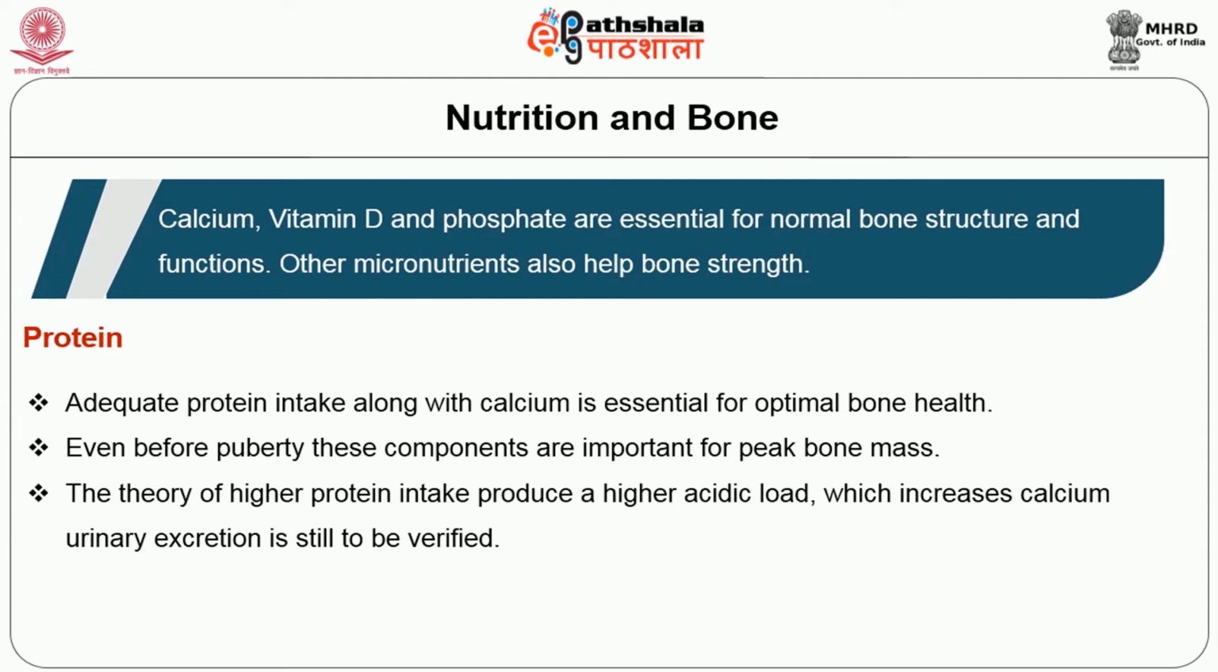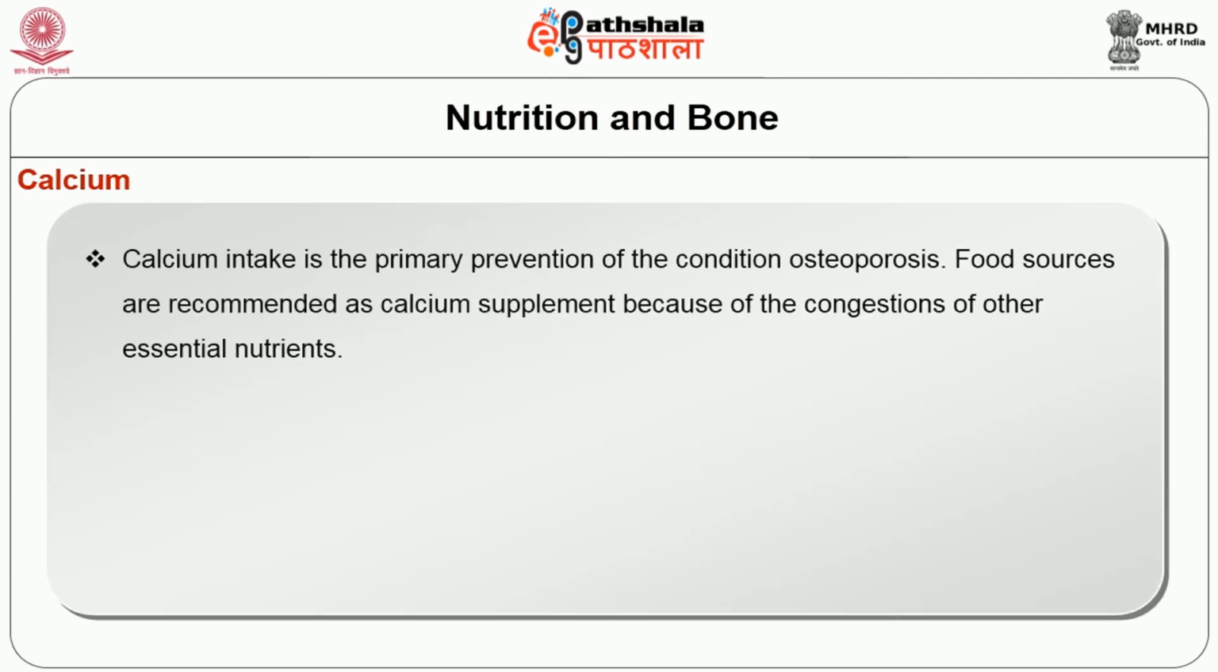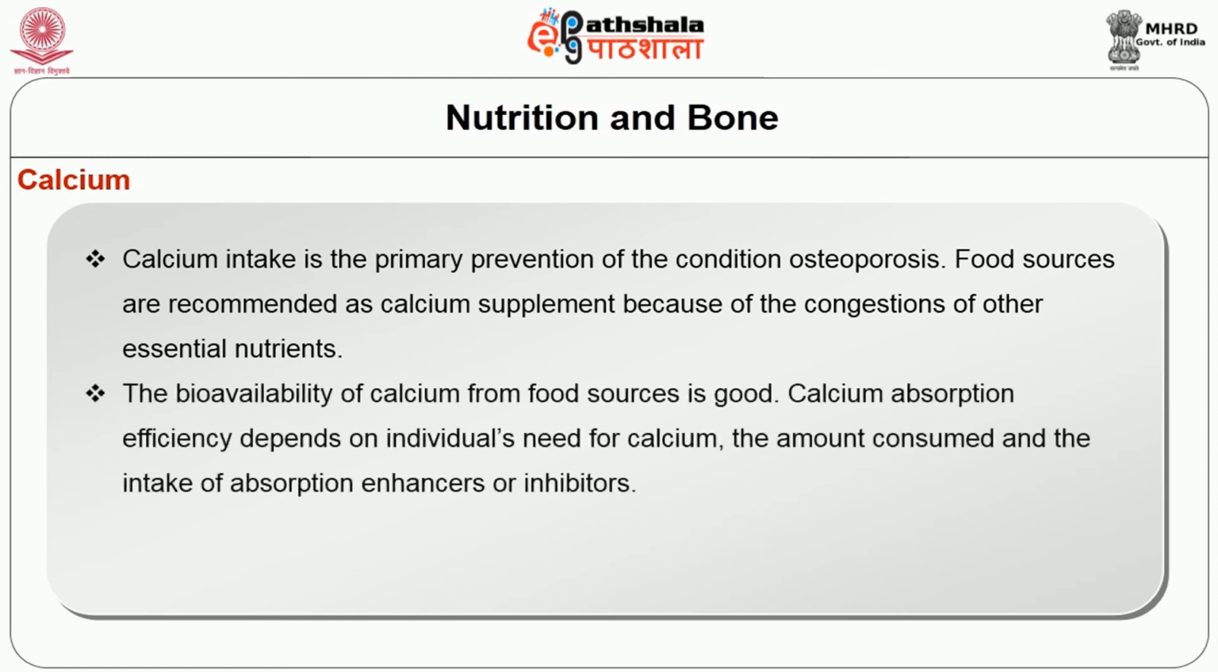The theory that higher protein intake produces a higher acidic load, which increases calcium urinary excretion, has yet to be verified. The next most important nutrient is calcium. Intake of calcium is the main prevention of osteoporosis. Food sources are recommended over calcium supplements because co-ingestion of other nutrients might also enable better absorption.